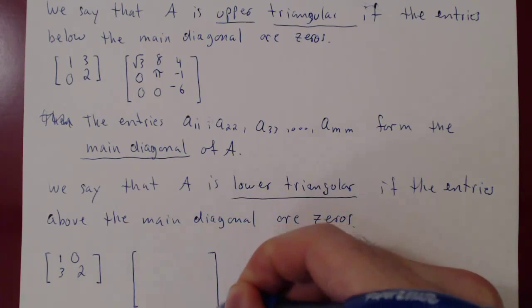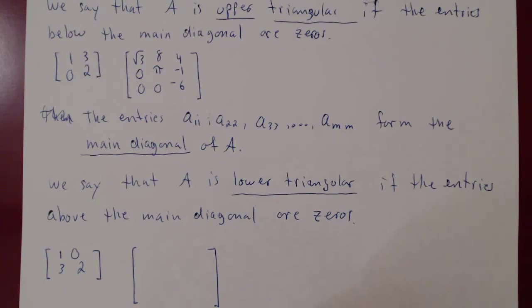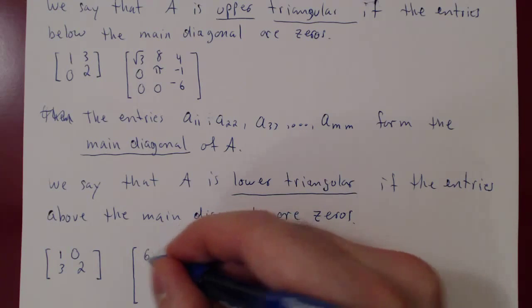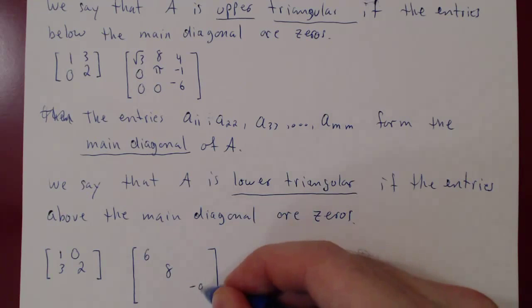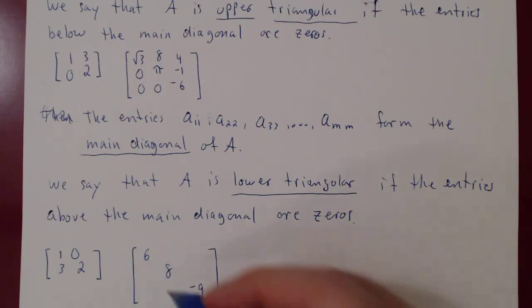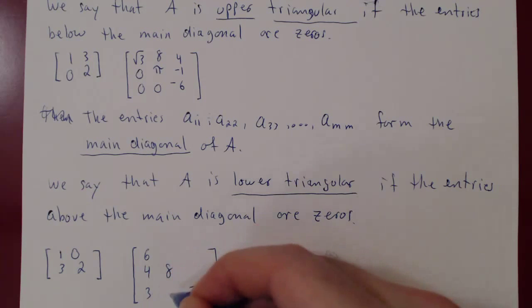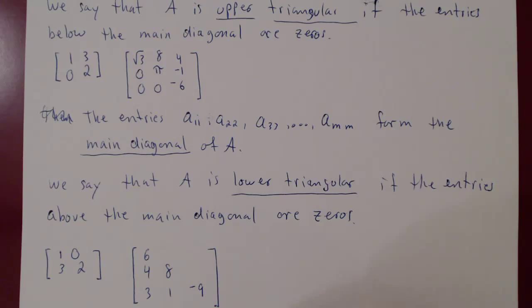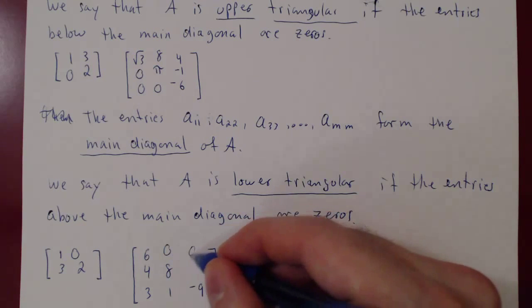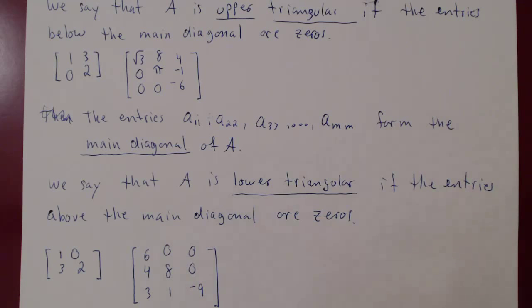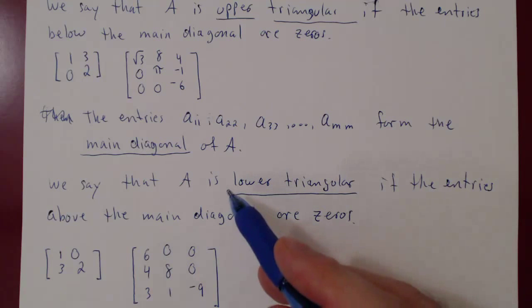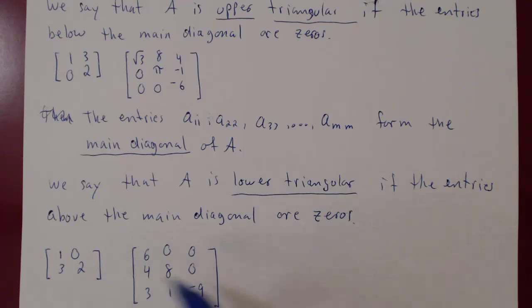Let's go with a 3 by 3 lower triangular matrix. On the diagonal, we can have anything we want. So 6, 8, negative 9. Below, also anything we want. So 4, 3, 1. But now the entries above have to be zeros. And you can see once again, if you look at the entries on the diagonal and the entries below, they form a triangle of entries. And that's why it's called a lower triangular matrix.